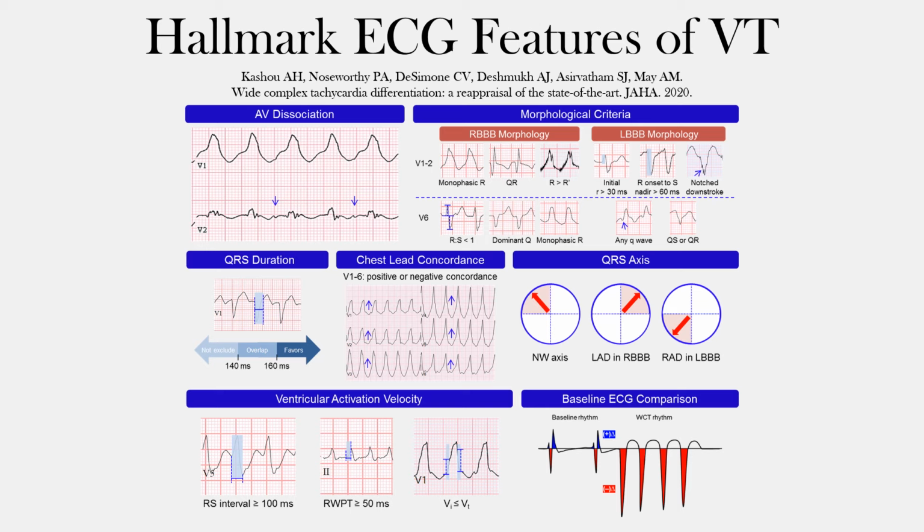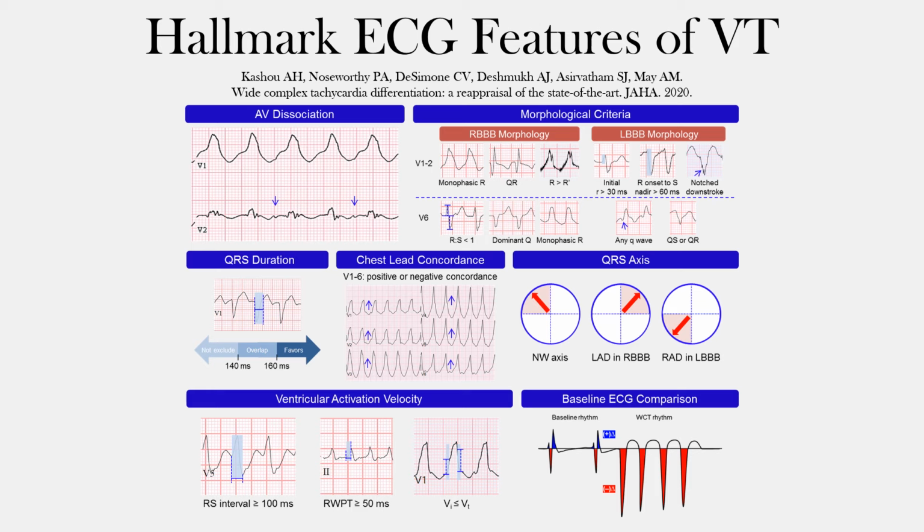In a recently published review in the Journal of the American Heart Association, we revisited the hallmark EKG features of ventricular tachycardia. They're shown in this figure, and we've been going through them. I've also placed a link below in the comments that you can simply search for to have access to this figure. Now, in general, wide complex tachycardia differentiation methods comprise one or more EKG criteria that embody distinctive electrophysiologic properties of ventricular tachycardia and supraventricular wide complex tachycardia.